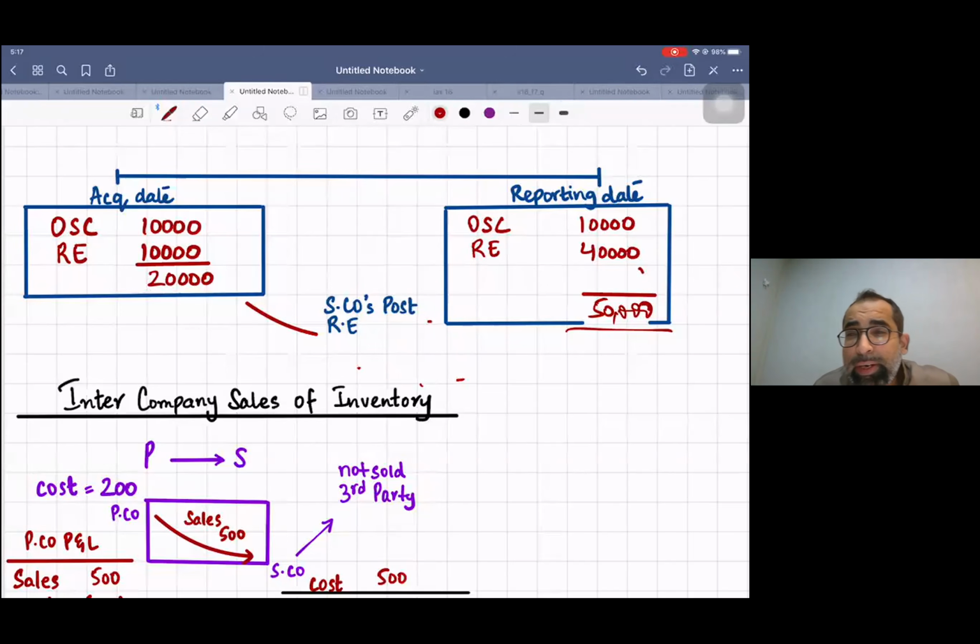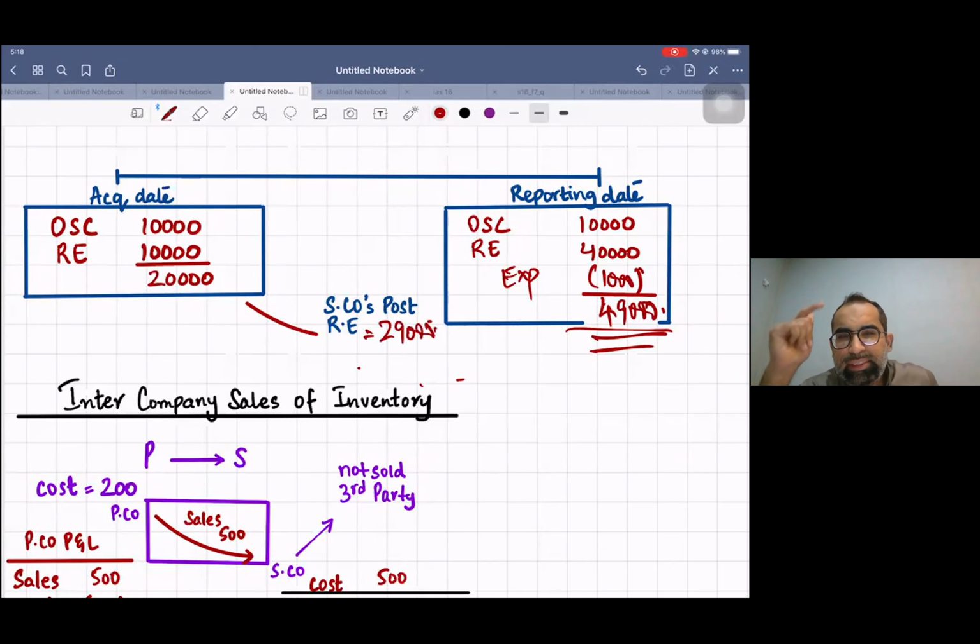Subtract this 1,000 from reporting date net assets packet. See, you will get the same result. So now what's the reporting date packet's total? 10 plus 40 is 50, minus 1 is 49, and now 49 minus 20 is 29.